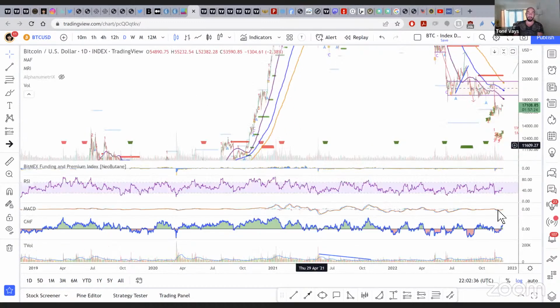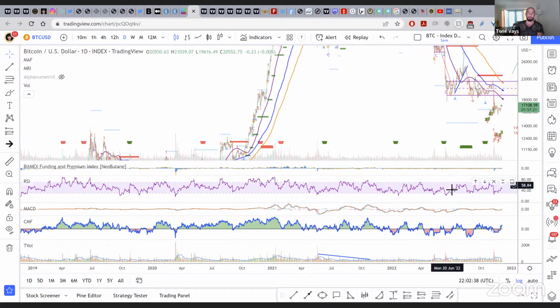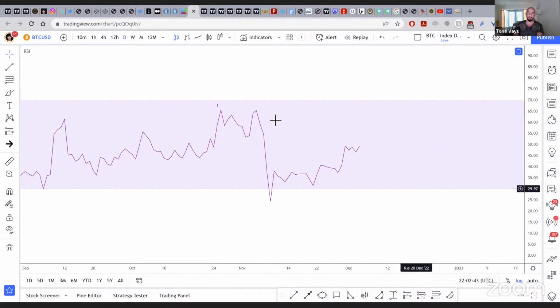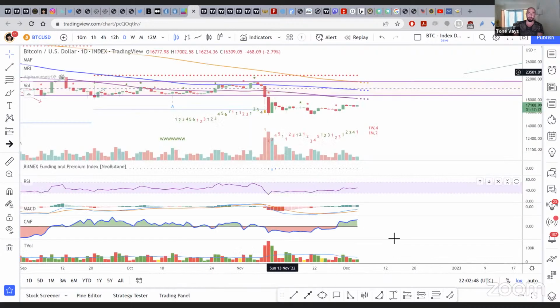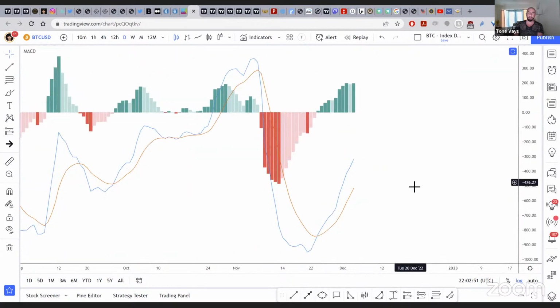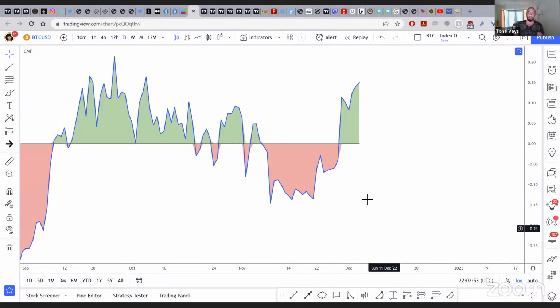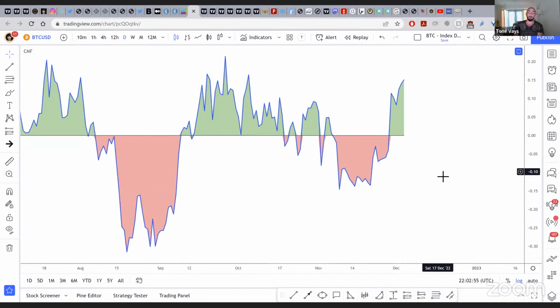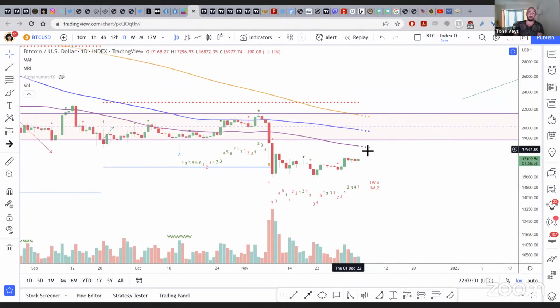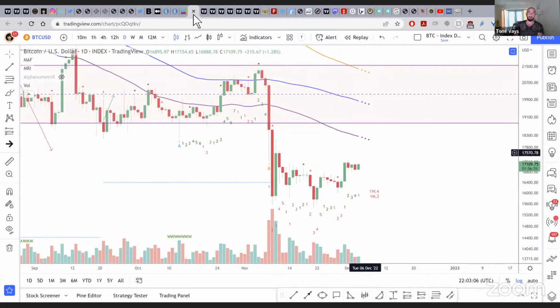What about the oscillators? RSI looks good, very bullish. MACD looks very strong. Look at that. And the CMF looks very strong as well. The oscillators on a daily chart look great. But let's see if we can get above the 50-period moving average. So again, we wait and see.